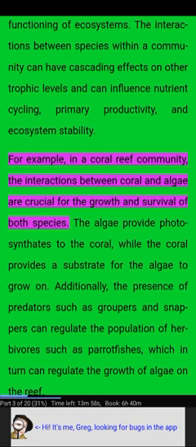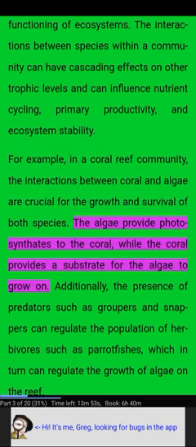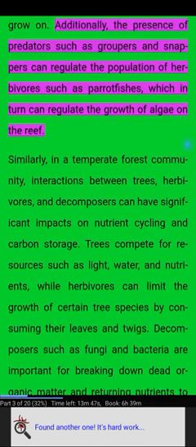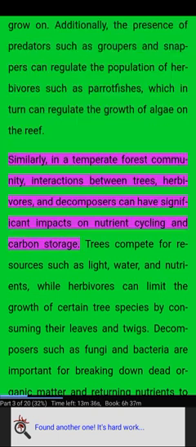For example, in a coral reef community, the interactions between coral and algae are crucial for the growth and survival of both species. The algae provide photosynthesis to the coral, while the coral provides a substrate for the algae to grow on. Additionally, the presence of predators such as groupers and snappers can regulate the population of herbivores such as parrotfishes, which in turn can regulate the growth of algae on the reef.